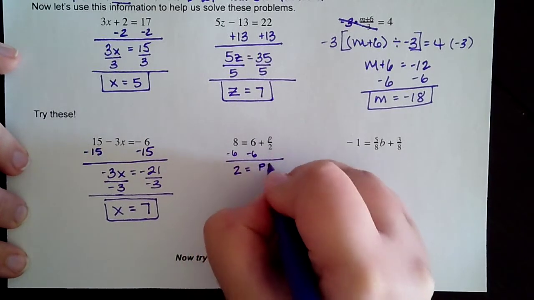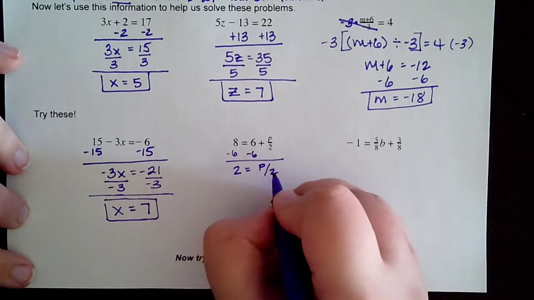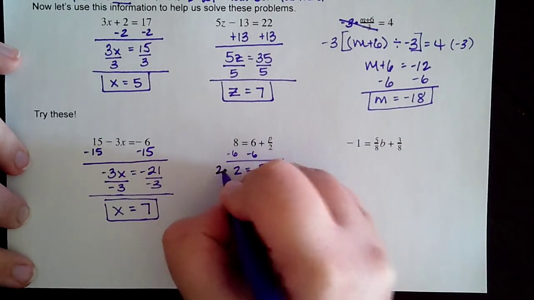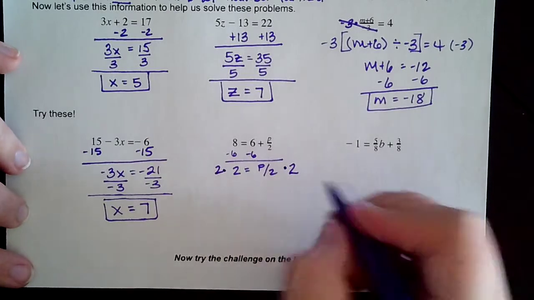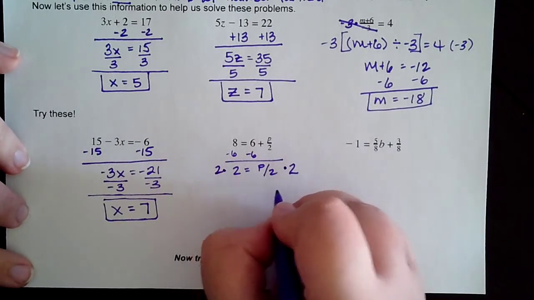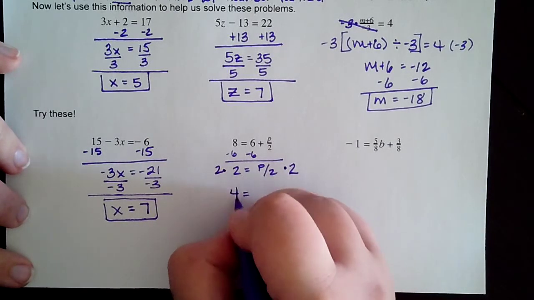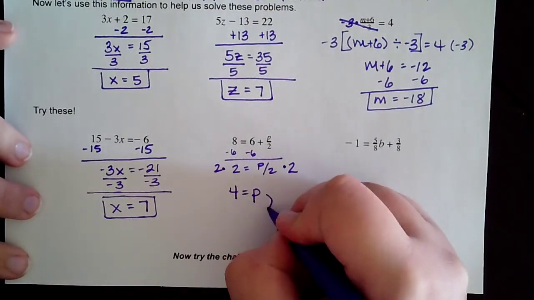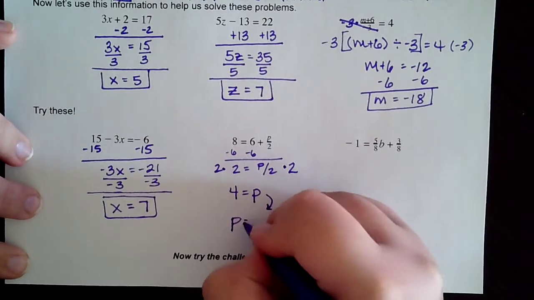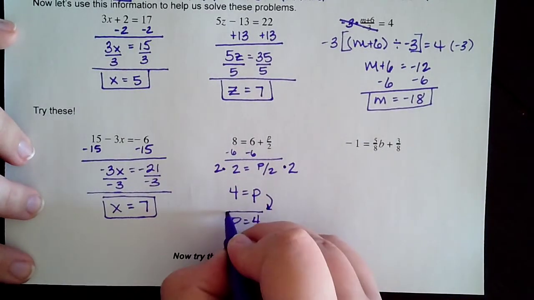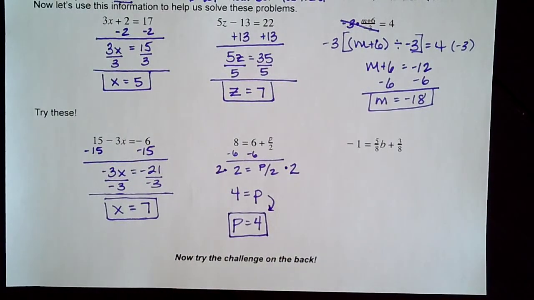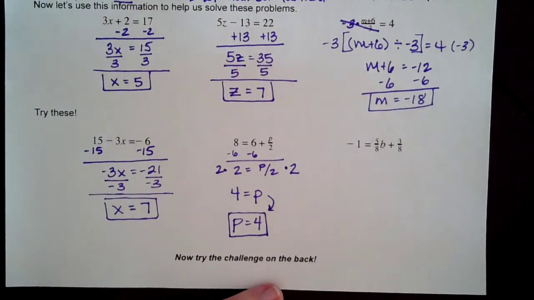2 equals p divided by 2. How do we undo division by 2? We multiply both sides by 2. That cancels the denominator there, so we're left with 4 equals p. This is a perfectly okay answer, but as I said in my last video, it is technically better looking to have the variable on the left. So that's my answer. And this last one, it's tricky.